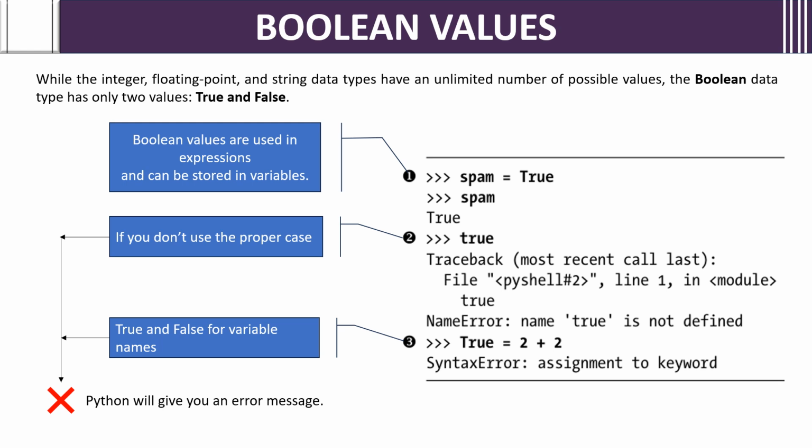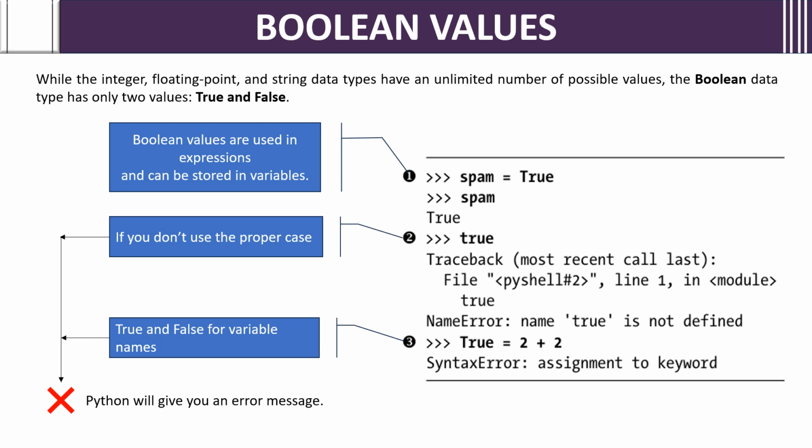Boolean values. While the integer, floating point and string data types have an unlimited number of possible values, the Boolean data type has only two values, true and false. The integer, floating point and string data types all have many possible values, but Boolean values have only two. Either it gives True or False.